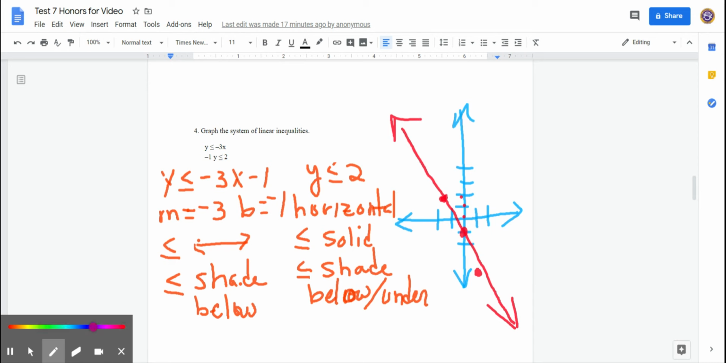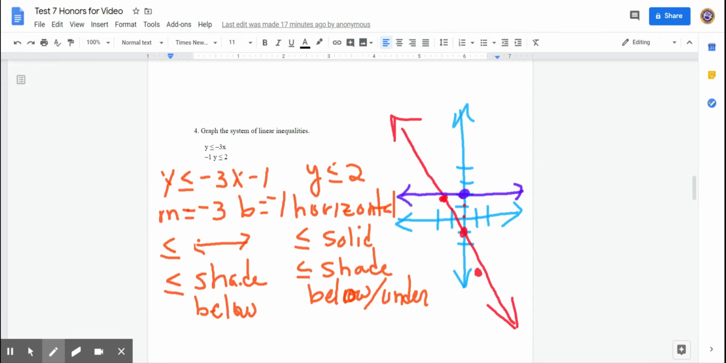The second line is a horizontal line, remember? So the horizontal line is at y equals 2. So go up to 2, put your point, and now it's horizontal. Before I draw my line, I decide if it's solid or dashed. It's solid, so I'm going to go straight across.